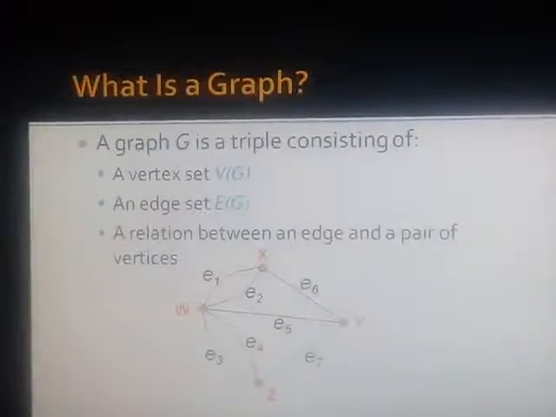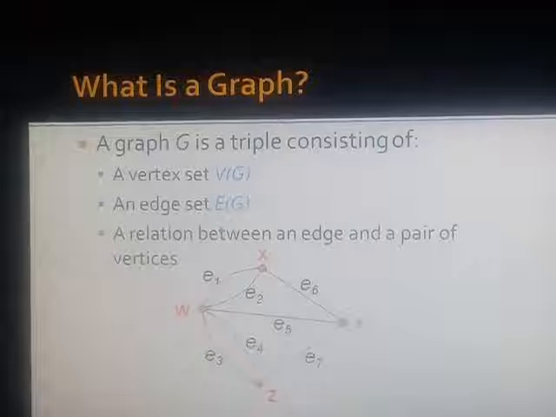First, what is a graph? A graph consists of vertices connected by edges, that is called a graph. A graph G consists of a vertex set V of G and an edge set E of G. A relation between an edge and a pair of vertices, that is called a graph.